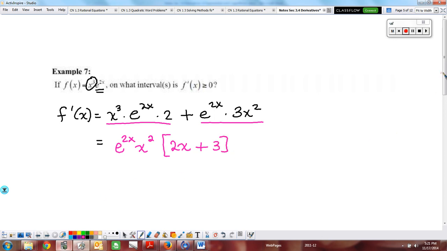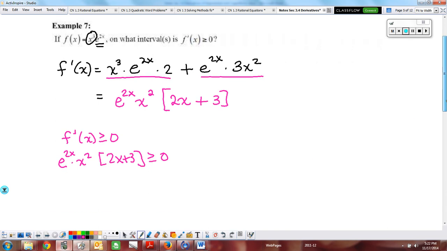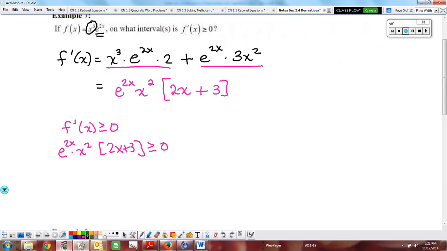So now I basically want to do a sign chart. I want to figure out where this is greater than or equal to 0. So f prime of x greater than or equal to 0 means we're trying to figure out where e to the 2x times x squared times 2x plus 3 is greater than or equal to 0. Now, when you're doing this, hopefully you'll notice some things. This is an easy problem. E to the 2x is always positive.